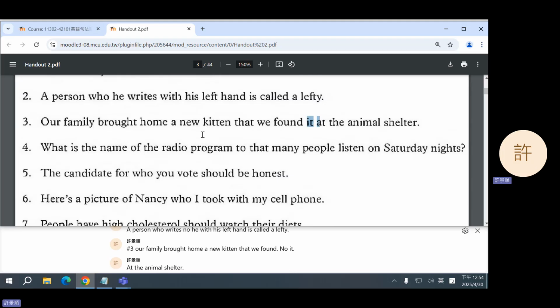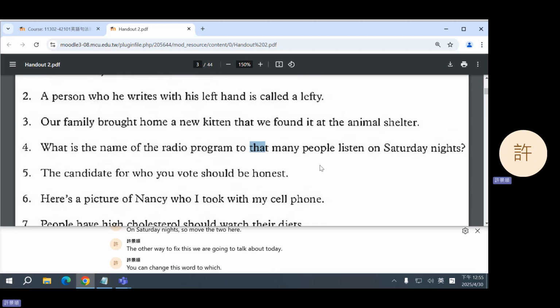Number 4, what is the name of the radio program that many people listen to on Saturday nights? Okay, there are 2 ways to fix this. So move the preposition here. The other way to fix this, we are going to talk about today. You can change this word to which.